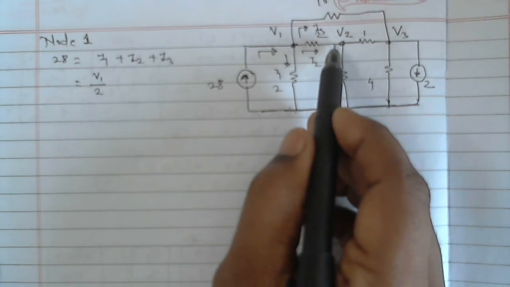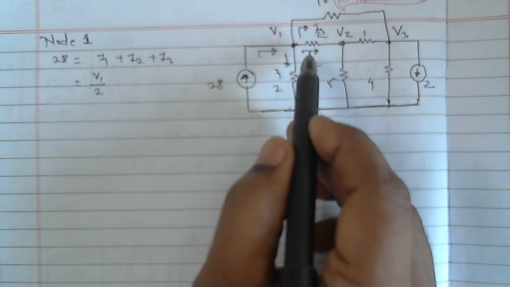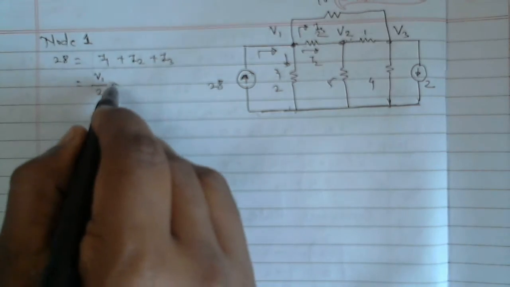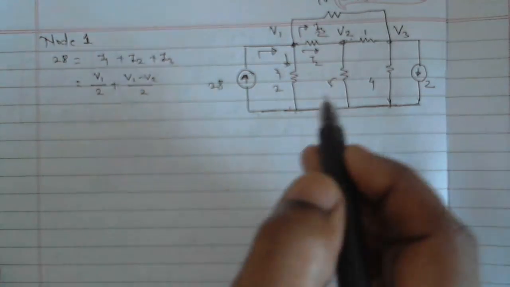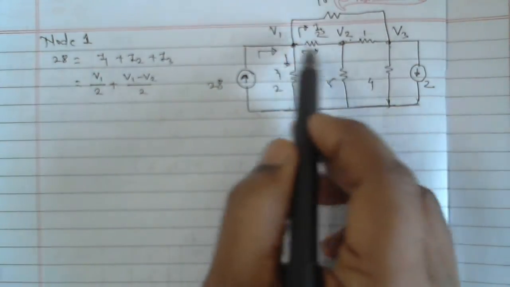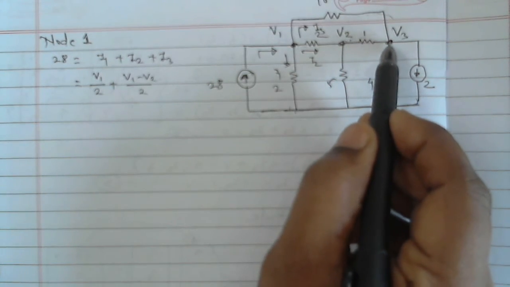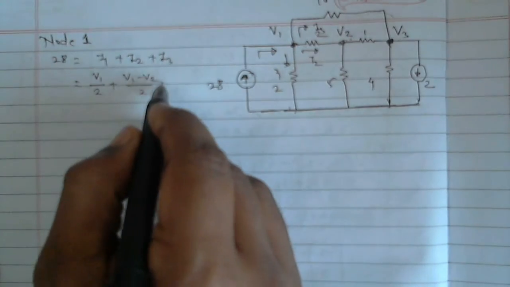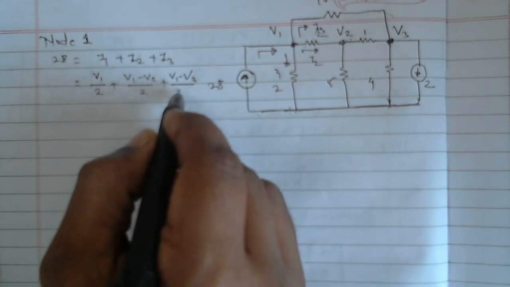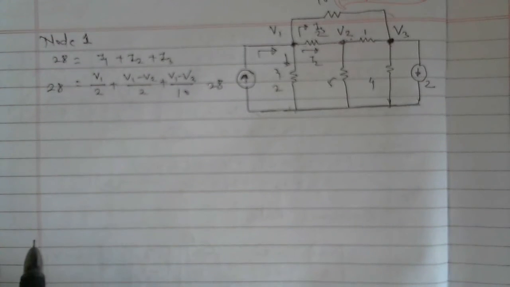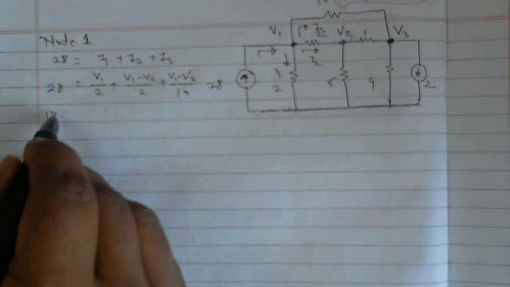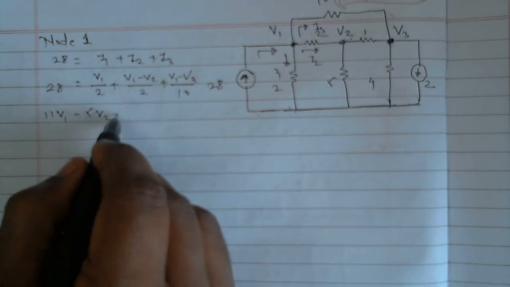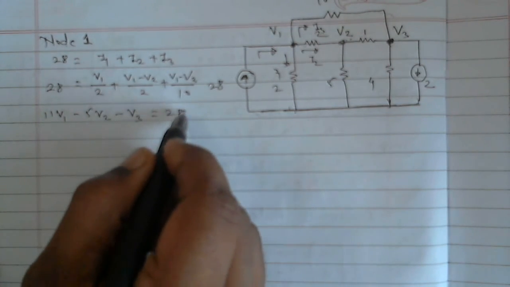Or directly I can write down: what is the current in this branch? Voltage in this branch divided by resistance, by Ohm's law. So what is the voltage? V1 minus V2. So V1 minus V2 divided by 2 plus V1 minus V2 divided by 2. Similarly, what is the voltage in this branch? This branch is resting at this terminal, so V1 minus V3 divided by 10. Now if you solve it, it will be 11 V1 minus 5 V2 minus V3 equal to 280.